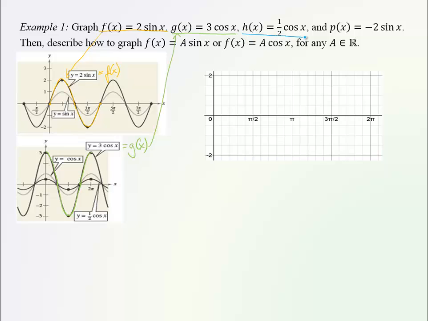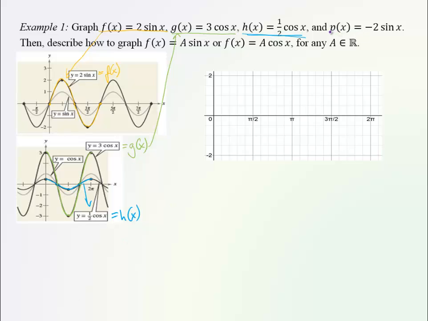Now h of x, which is 1/2 cosine, all the extreme values will be multiplied by 1/2, and it still starts from cosine. So that's the shape. Instead of 1, it's 1/2. 0 is the same, and here it goes to negative 1/2, and back to 1. That's a full period. So the blue function is our h of x, 1/2 cosine.